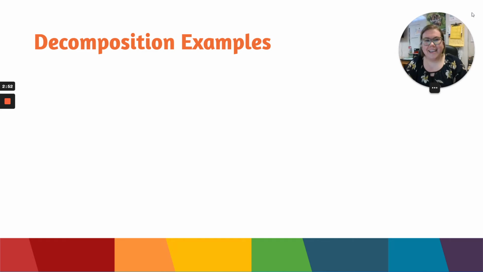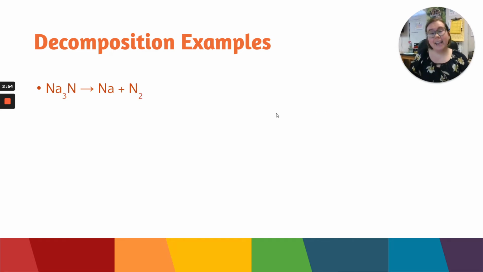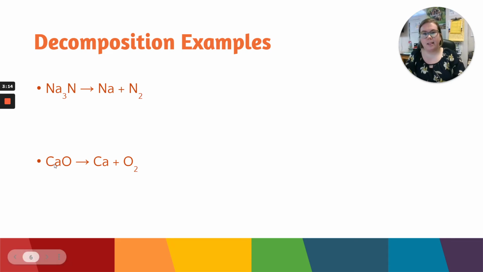So a couple of examples. Na3N, one compound on the reactant side, is reacting to form Na and N2. So again, 2 elements then on the product side. And we have CaO reacting to form Ca plus O2. Again, one compound decomposing into 2 things, 2 separate elements.